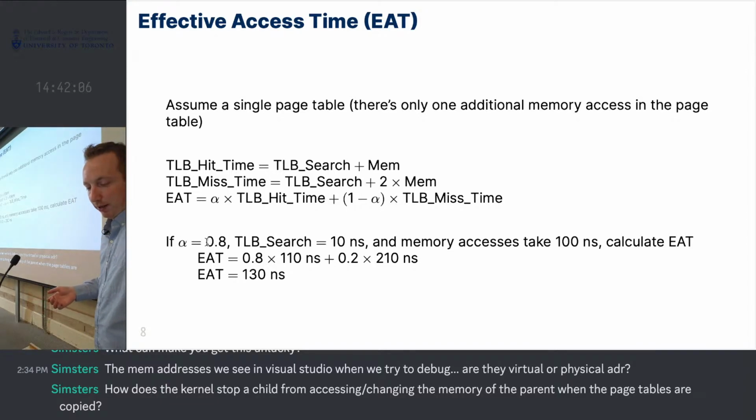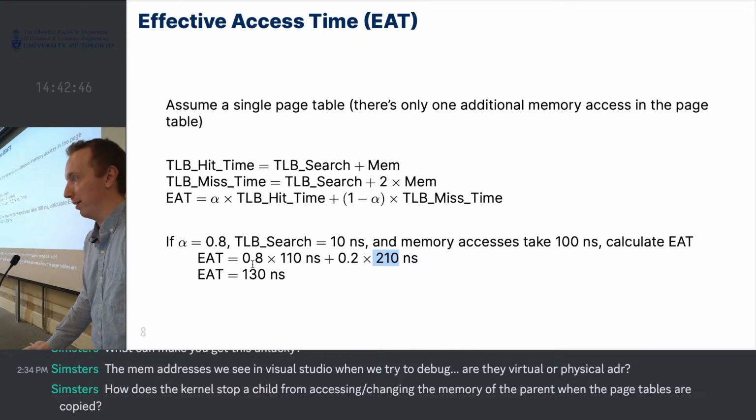So in this case, if we had a hit ratio of 80%, which would be 0.8, and our TLB search is 10 nanoseconds, which is 10 times faster than our memory, where our memory takes 100 nanoseconds, the effective access time would be 0.8 times 110, so 10 nanoseconds for the search plus 100 for the memory access if there's a hit, plus the 20% miss times 210 nanoseconds, so this is 10 nanoseconds for the search and then 200 nanoseconds for the memory operation. So our effective access time would be 130 instead of 100, so it's only 30% slower, which isn't too bad.